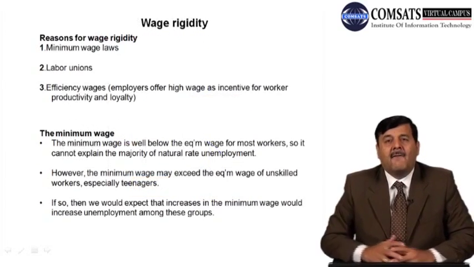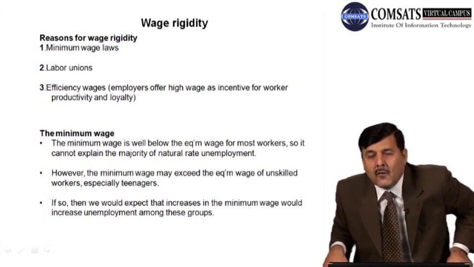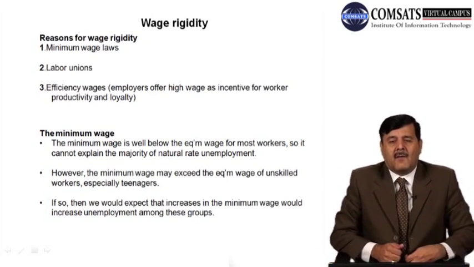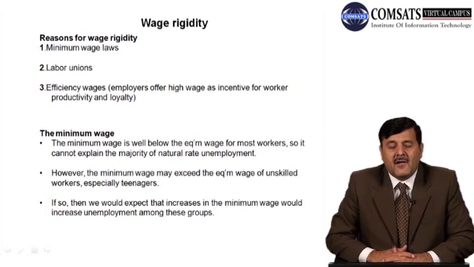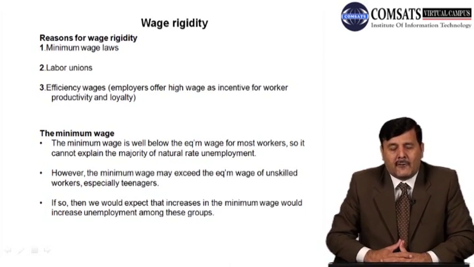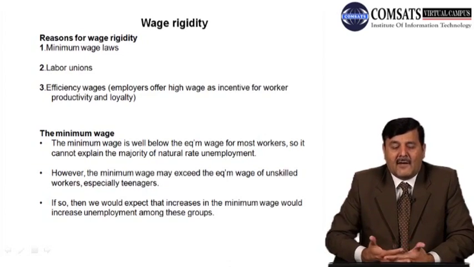Now reasons क्या हैं why wages are rigid downward, क्यों होती हैं, नीचे क्यों नहीं आती, क्या वजूहात हैं wage rigidity की. Number one, minimum wage laws. Number two, labor unions. Number three, efficiency wages. Now we explain all these one by one. Minimum wage laws की वजह से this is one of the reasons of wage rigidity.